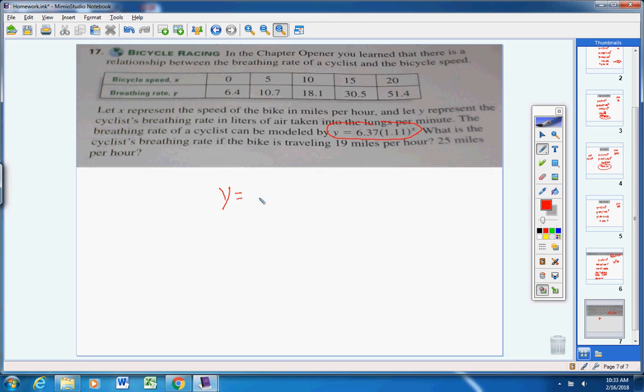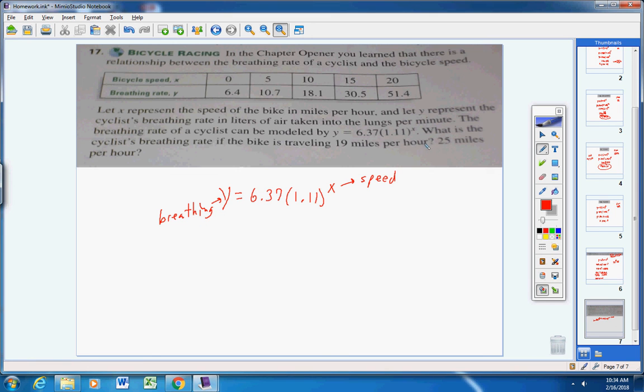And if you'll look, students, that is an exponential growth model, okay? Now, they also tell you here in the problem that x represents the speed of the bike, so x is the speed, okay? It also tells you here y is the breathing rate of the person pedaling. So y is your breathing rate, how fast you're breathing. Okay? So here we go.